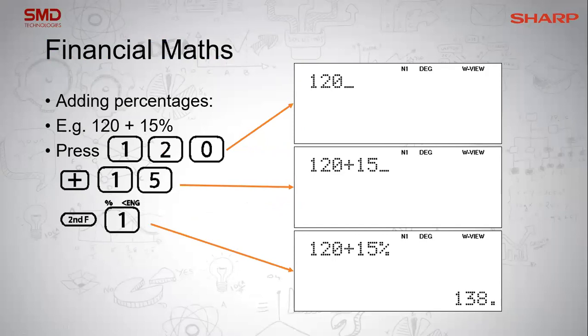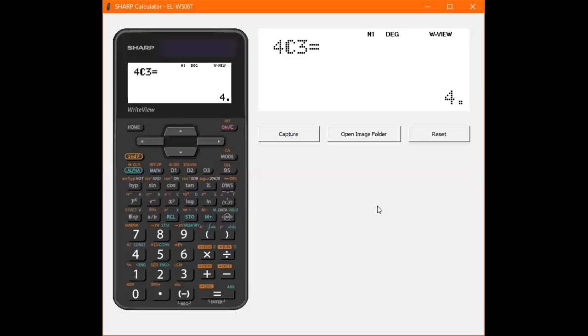The first way is the way that Sharp has always traditionally done it, which is the shortcut percentage version. If I have something that costs 120 Rand and I need to add 15% VAT, then I can say 120 plus 15, second function and 1. And now I can see that it is 138 Rand. So that's the short version of doing this.